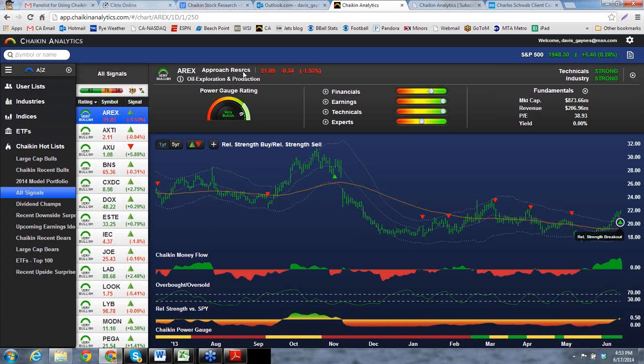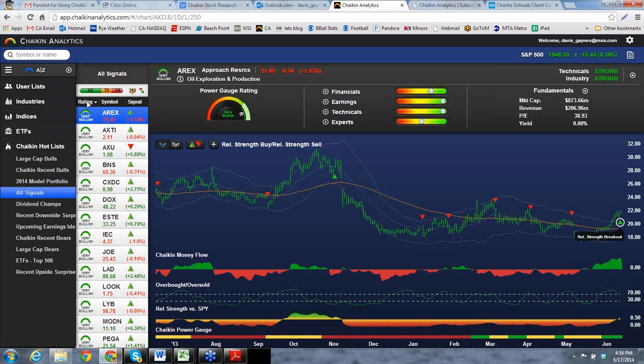AREX. I've never heard of it; Approach Resources, I would guess that stands for. And we can see that it triggered a relative strength breakout. We can see money flow is very strong, and we can see that just a couple of weeks ago, at the very end of May or early into June, the power gauge went bullish. So this would be an interesting stock to look at on the bullish side.